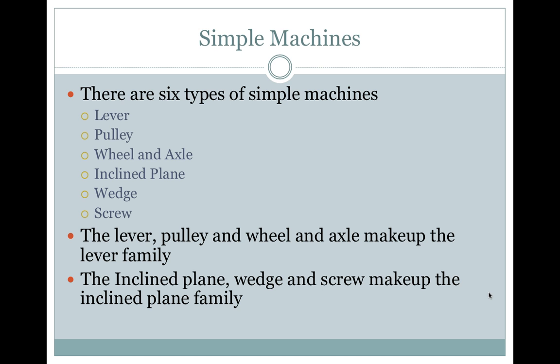Simple machines. There are 6 types of simple machines: lever, pulley, wheel and axle, inclined plane, wedge, and screw. The lever, pulley, and wheel and axle make up the lever family. The inclined plane, wedge, and screw make up the inclined plane family.